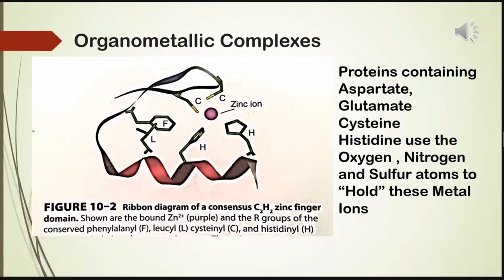Proteins containing aspartate, glutamate, cysteine, and histidine can use the oxygen, nitrogen, and sulfur atoms of these amino acids to hold these metal ions in place. Given here in this slide as an example is zinc in what is known as your zinc finger. The two cysteine amino acids and two histidine amino acids are able to hold the zinc ion in place.